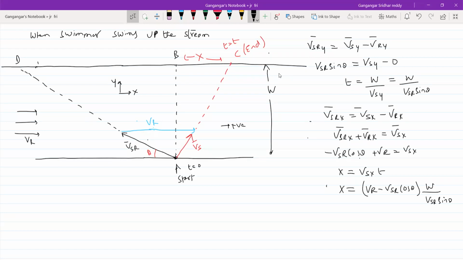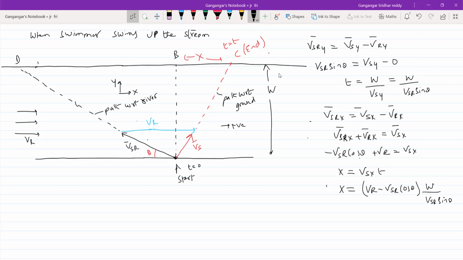There's an initial point. So first you should be familiar with all the terms. What do you mean by VR? What do you mean by VSR? What do you mean by VS? This is absolute velocity, or velocity of swimmer. So what should you write? Path with respect to ground or bank, no? And what about this? Path of swimmer with respect to river.